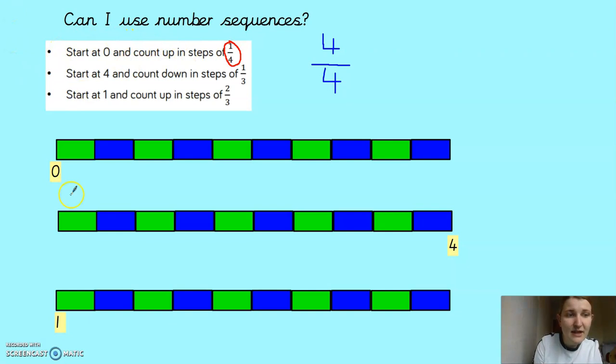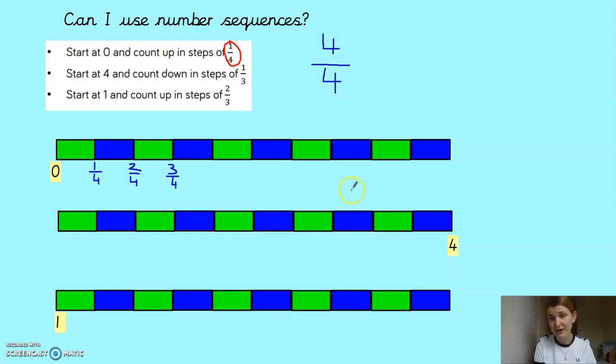Can I start at 0 and count up in steps of a quarter? So I'm adding a quarter each time. So first things first, from 0 the next step would be 1/4. What if I added another quarter? 2/4. Simple, yeah? So 1/4, 2/4. You're going to have to forgive my very dodgy writing on this. 3/4.